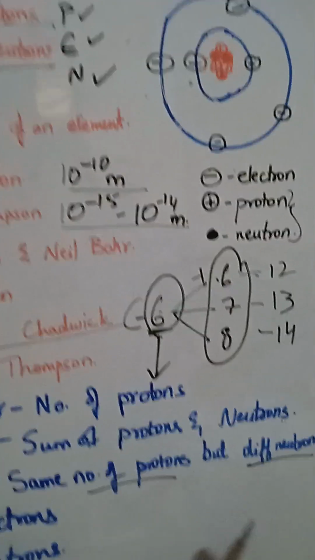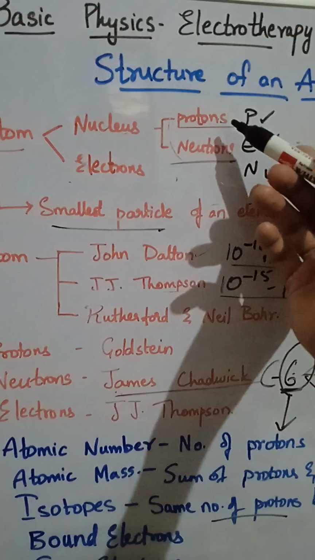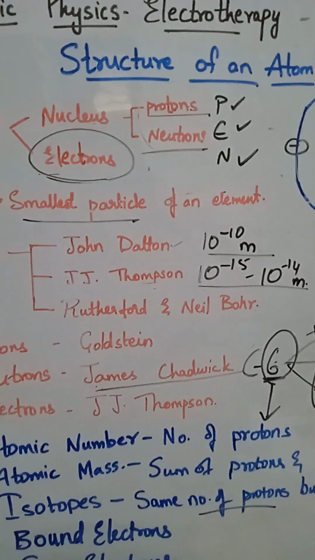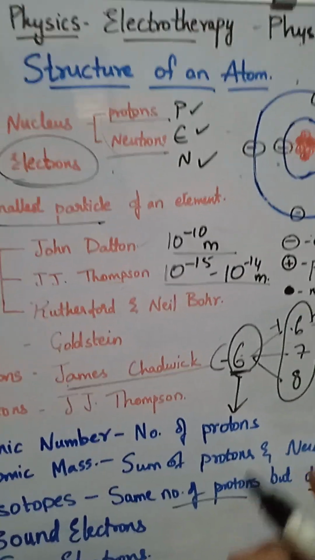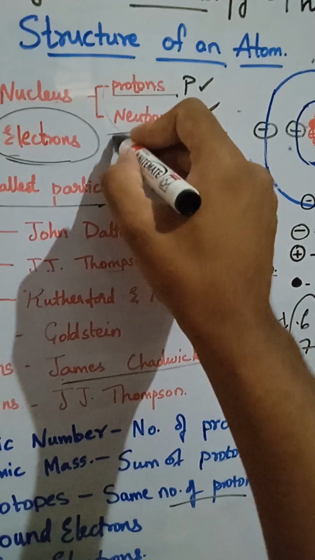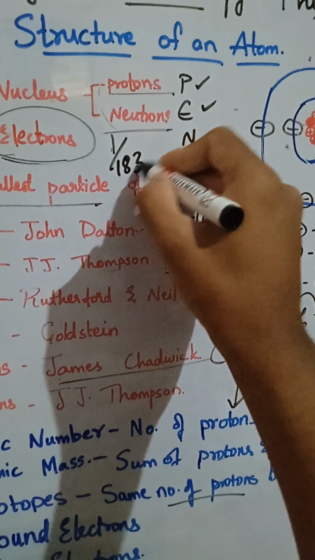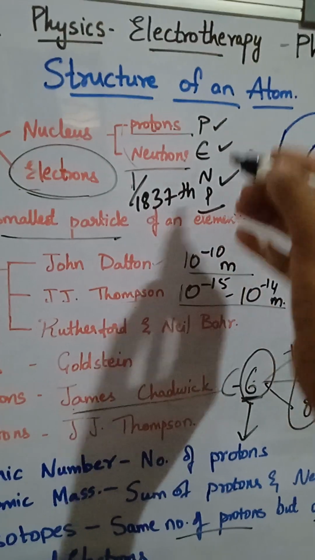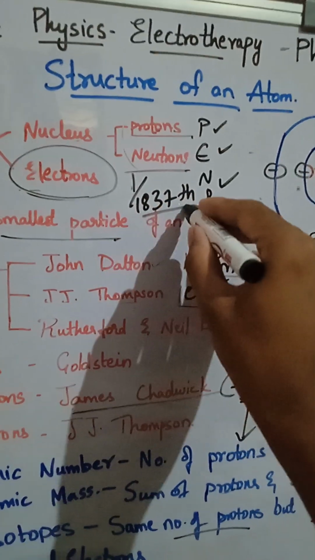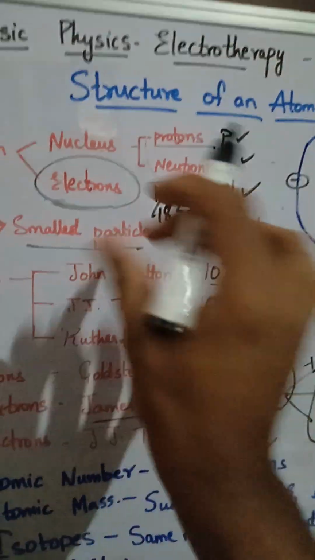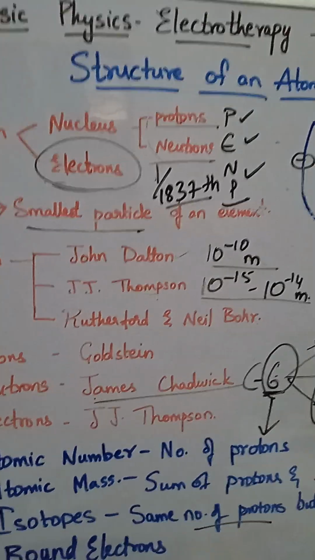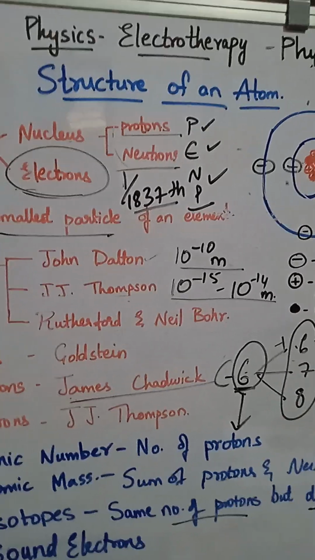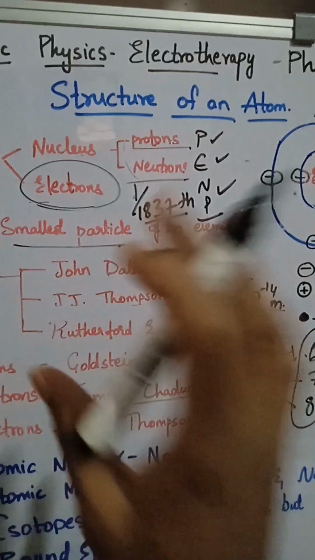These are called isotopes. After protons and neutrons, we are going to electrons. Electrons are the smallest particles in the atom. Their mass is 1 by 1837th part of the mass of a proton. In spite of being so small, it is the main part that is responsible for the physical and chemical activities of an atom.